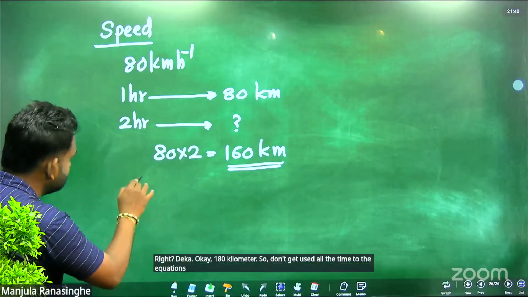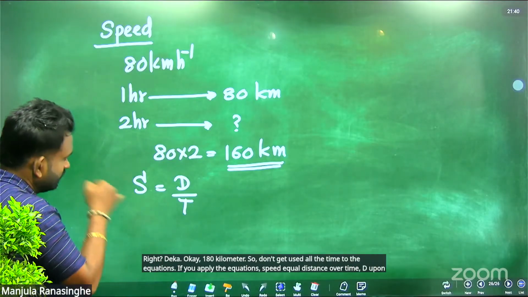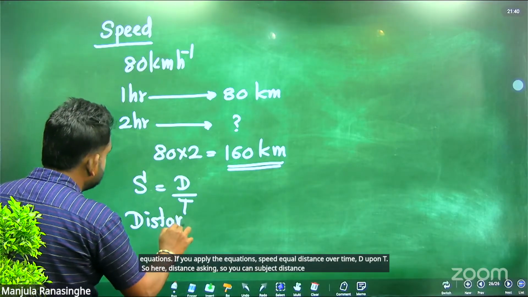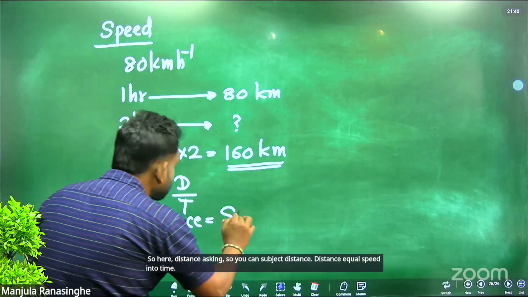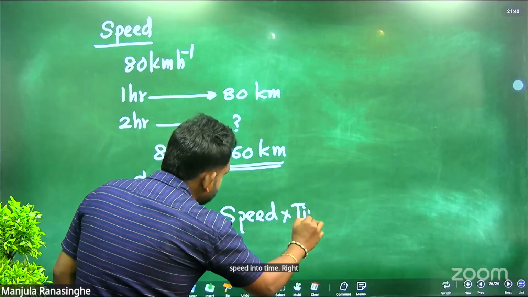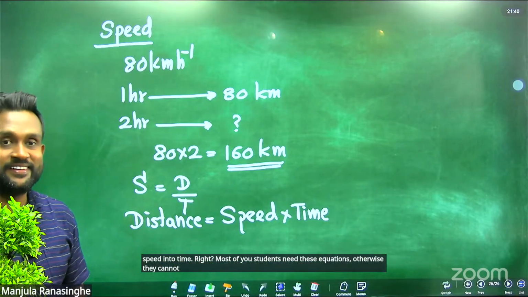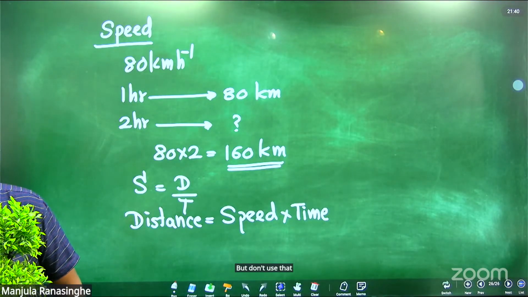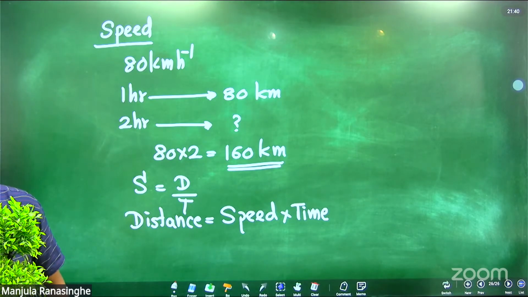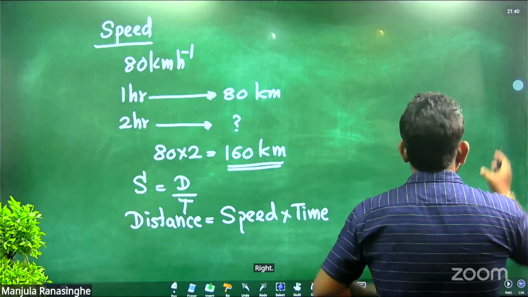If you apply the equations, speed equals distance over time, d upon t. Here distance is asked, so you can make distance the subject: distance equals speed into time. Most of the students need these equations, otherwise they cannot do anything. But don't use that to make the logic here. Take the logic into your head. Clear?